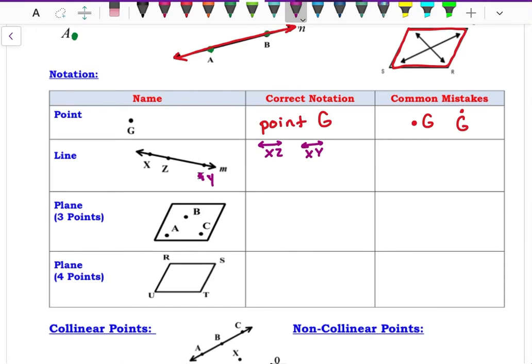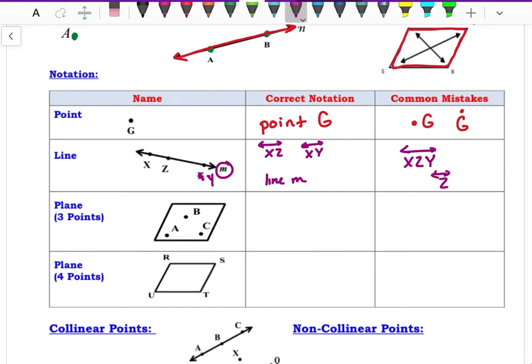Or you could call it line M, because if you see there's this little M here, that's just the name of the line. Common mistakes, you don't want to call it XZY. That's not good. We use 2 letters only with lines. And you don't want to call it like Z line, that kind of thing.